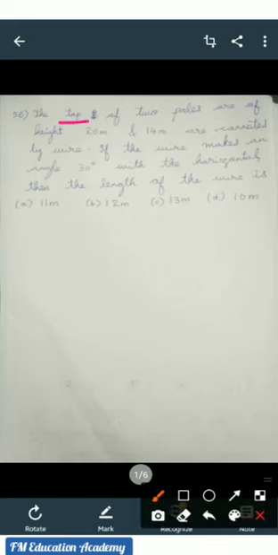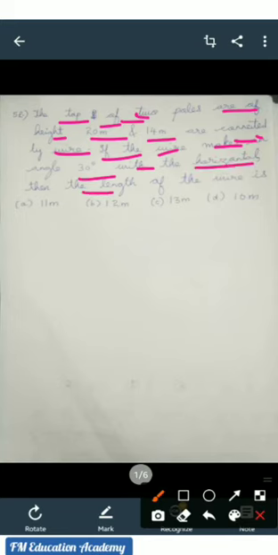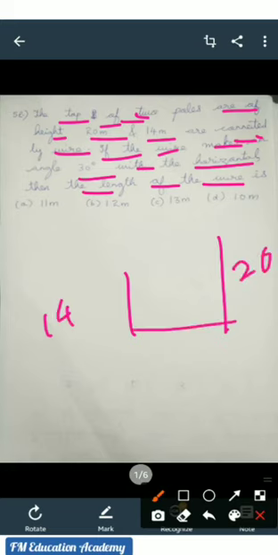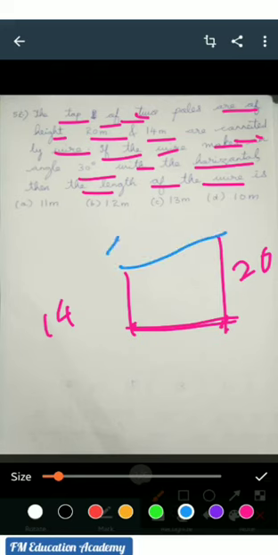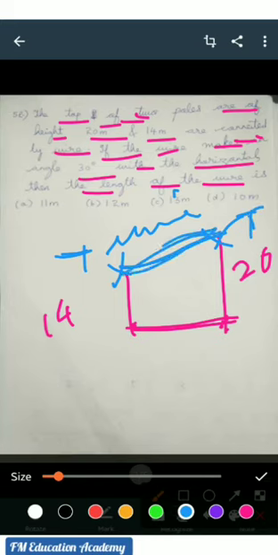See, in the question it is telling top of two poles are of height 20 meter and 14 meter, and they are connected by a wire. If the wire makes an angle 30 degree with the horizontal, then the length of the wire is how much? There are two poles here. One pole is given as 14 meters, another pole is given as 20 meters, and let us suppose the bottoms of both the poles are connected here like this, and the tops of the poles are connected by a wire. So let us suppose this is our wire and these are the tops of the respective poles, and it is telling that this wire is making an angle of 30 degree with the horizontal.